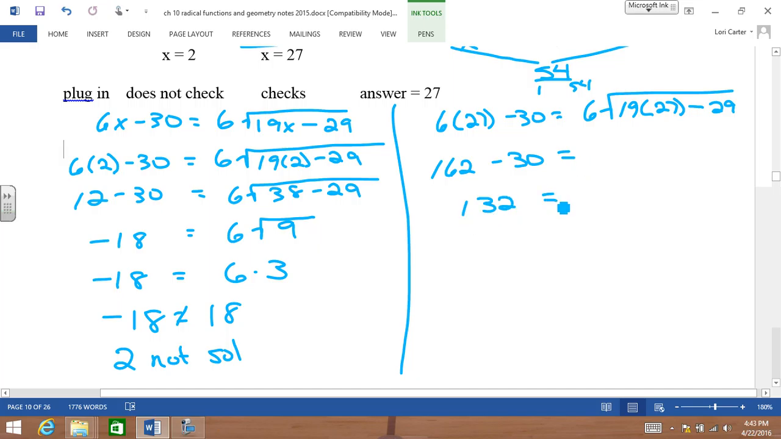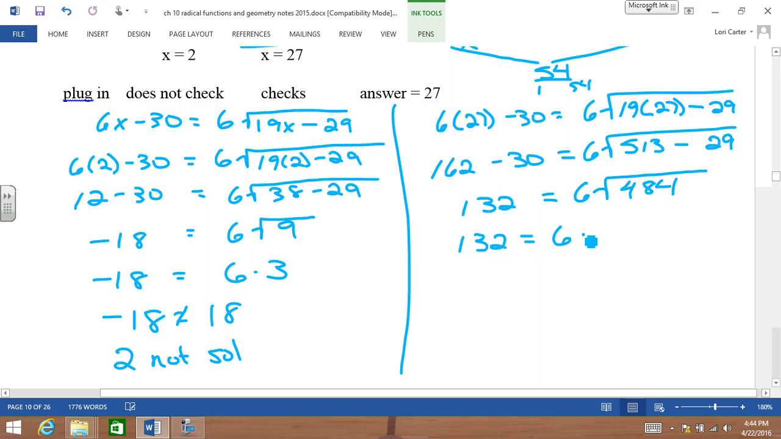So we have to get 132 on the other. So now we do 6 times 19 times 27 is 513 minus 29. So that's 6 times the square root of 484. You take the square root of 484 on your calculator, you would get 22. And 6 times 22 is 132. Those check. So our solution is 27.